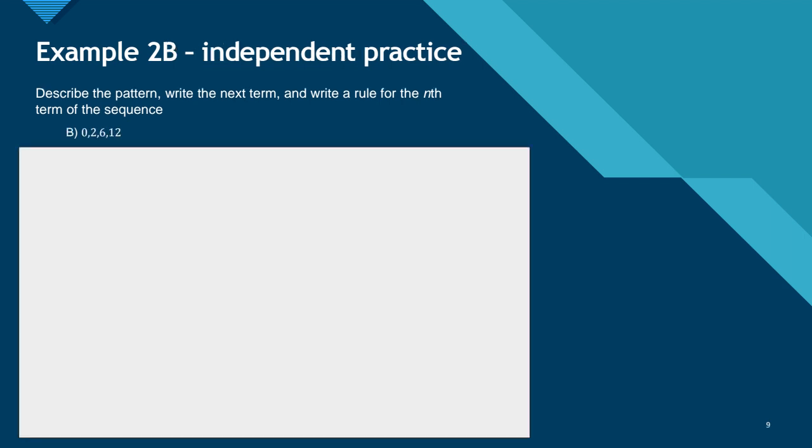So for example 2b, you're asked to describe the pattern, write the next term, and write a rule for the nth term of the sequence. So just looking at the sequence that we have here, we have 0, 2, 6, and 12. So how do you get from 0 to 2? You add 2. And then think, how do you get from 2 to 6? And then how do you get from 6 to 12? So going on that pattern, what do you think the 5th term of the sequence is going to be?